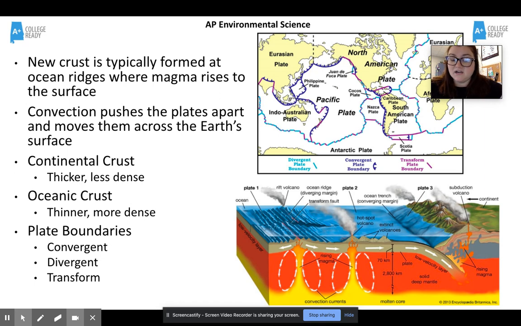Continental crust is thicker, but it is also less dense. And then oceanic crust is thinner overall, but it is more dense as well. Plate boundaries come in 3 different forms. You've got convergent, divergent, and transform.